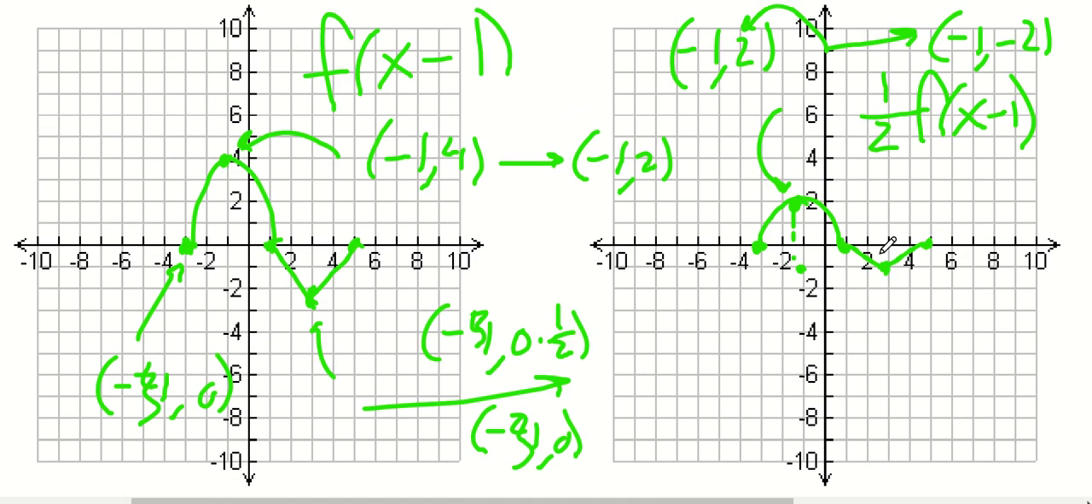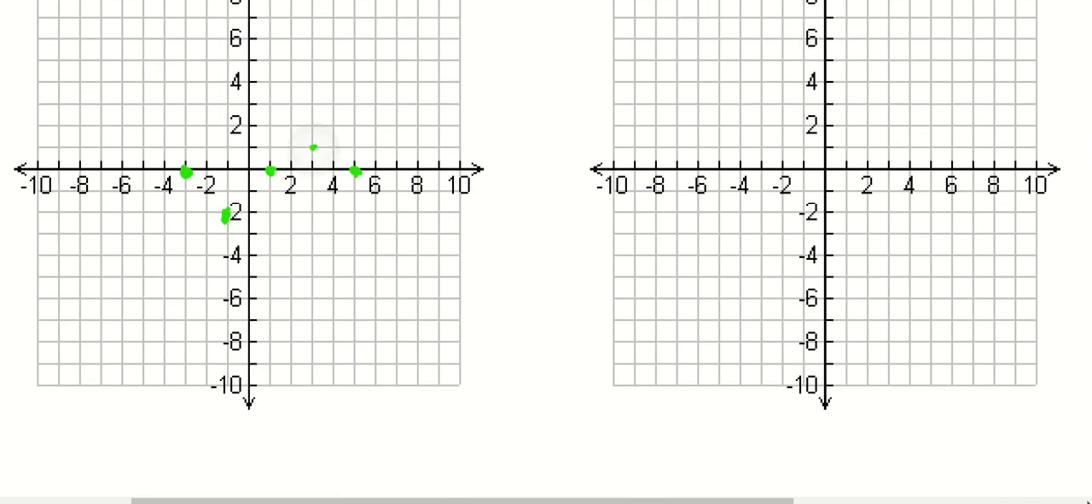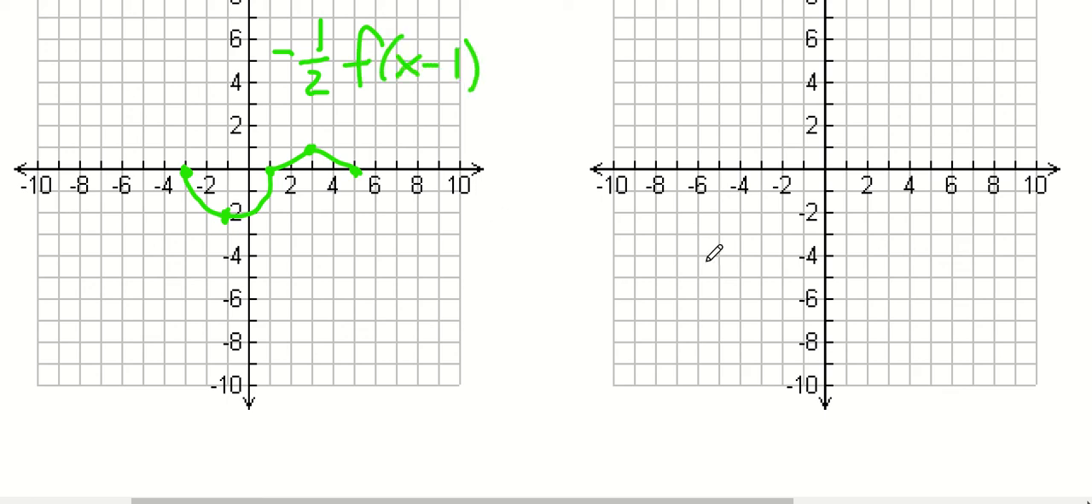And similarly, the point over here, which was at 3, -1, that y value gets reflected across, and so that's now going to be at 3, +1. Like this. And then go ahead and put in the shape. This would now represent the graph of -1/2 f of x minus 1.